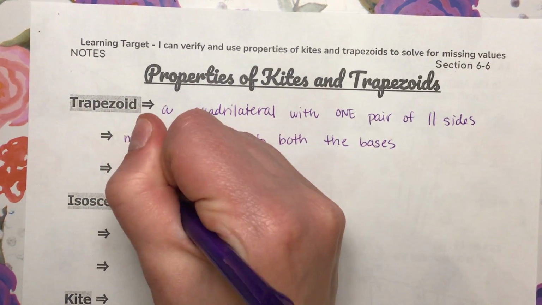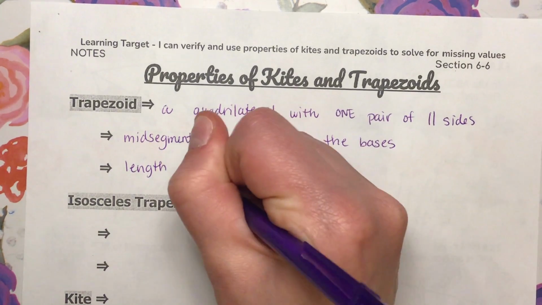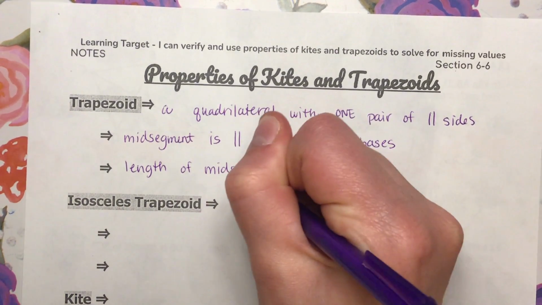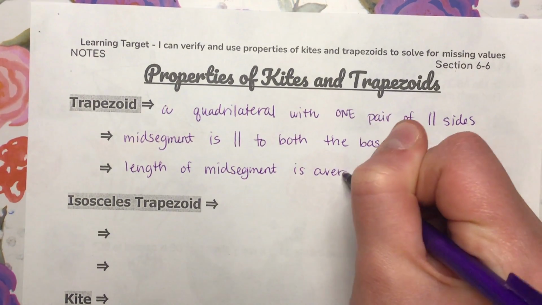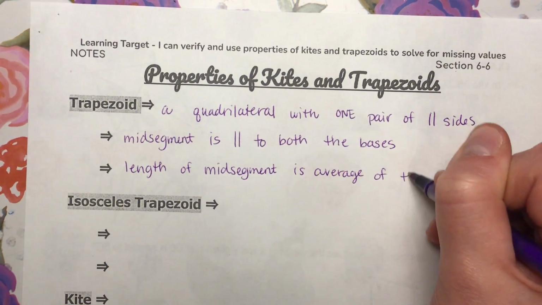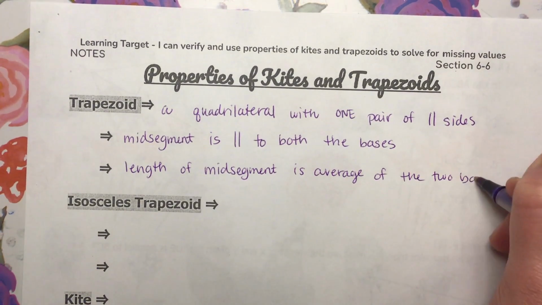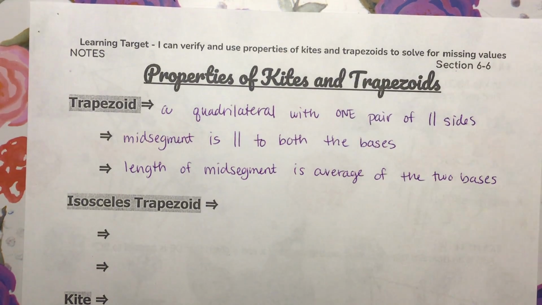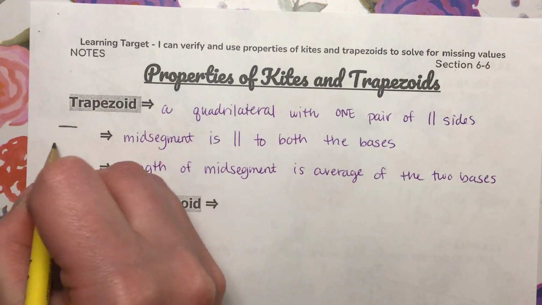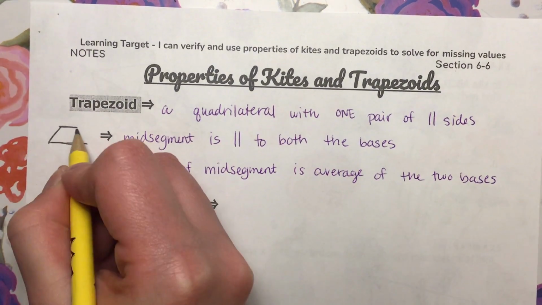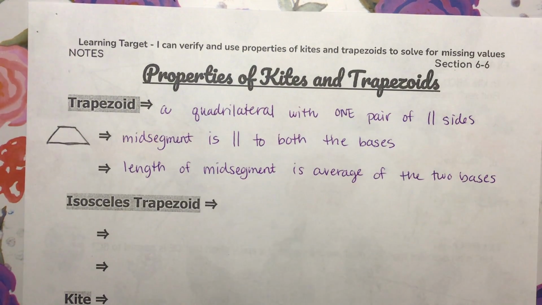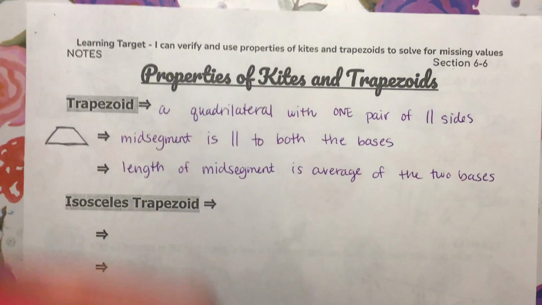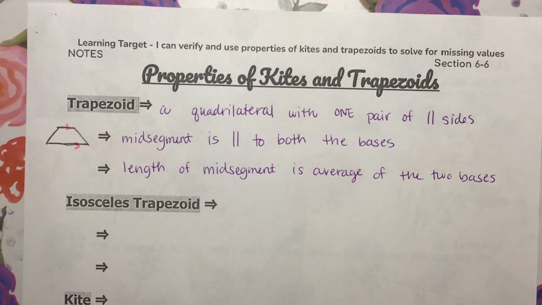And the length of the mid-segment is the average of the two bases. Now, what do we mean by bases? Well, if we were to just draw a trapezoid out here to the side real fast, the bases would be the two sides that are parallel to each other. So this guy and that guy would be the bases.